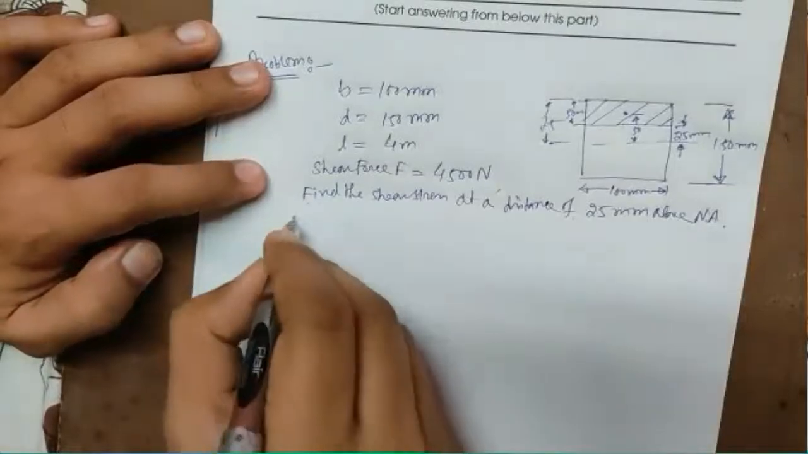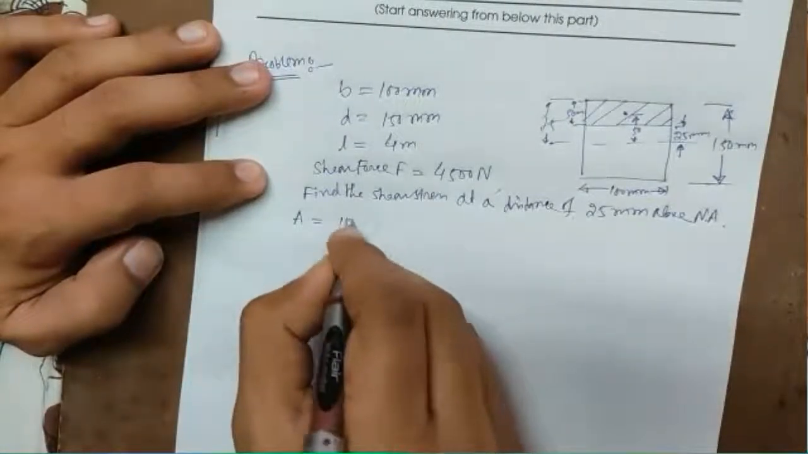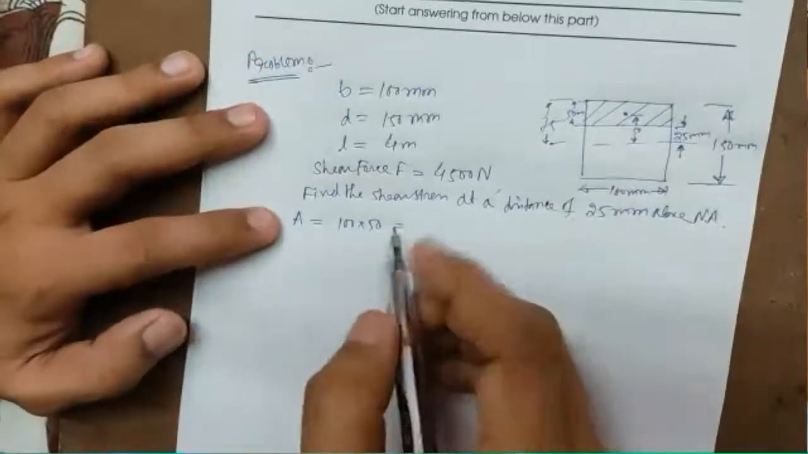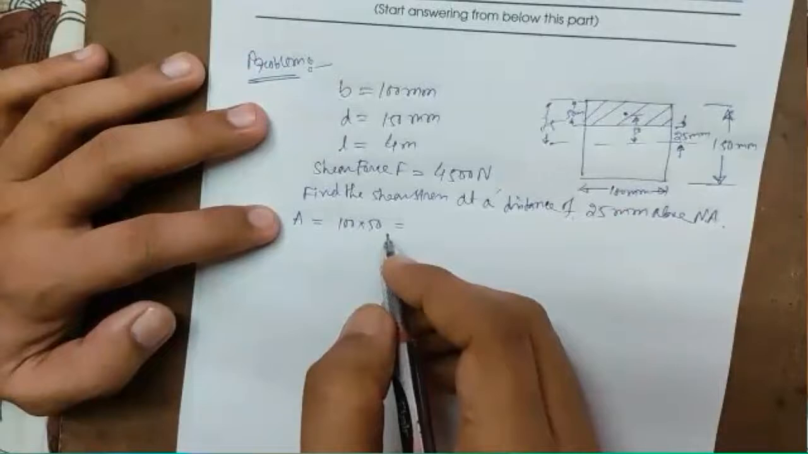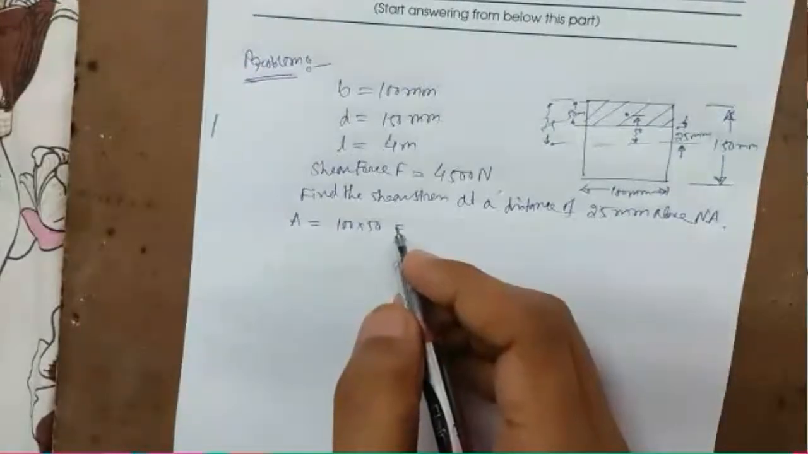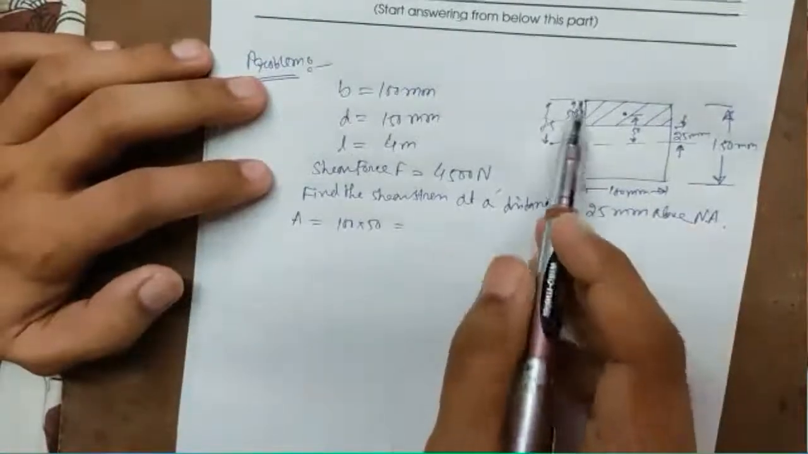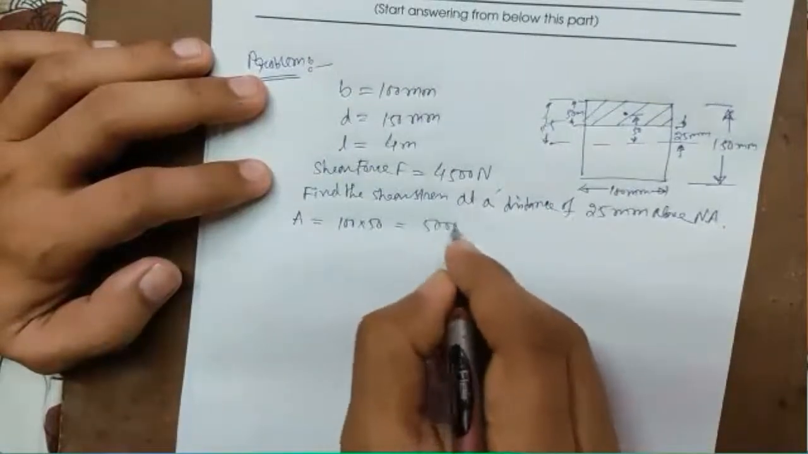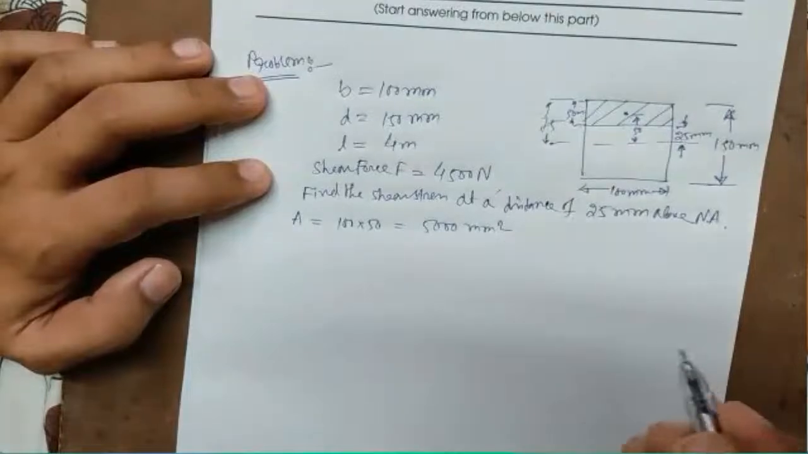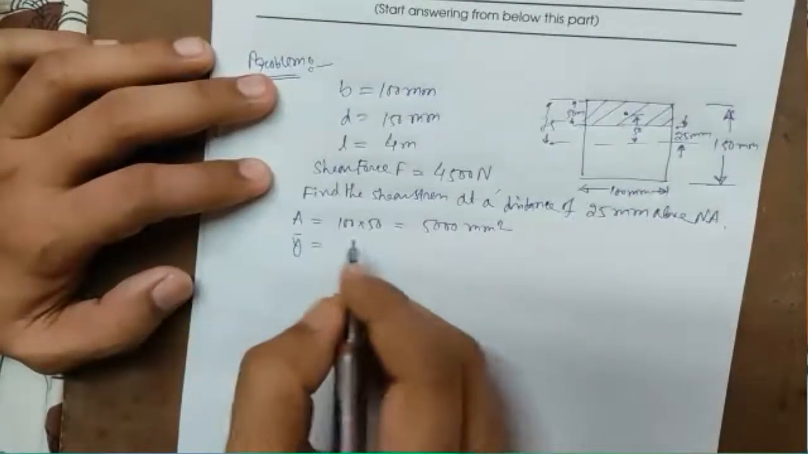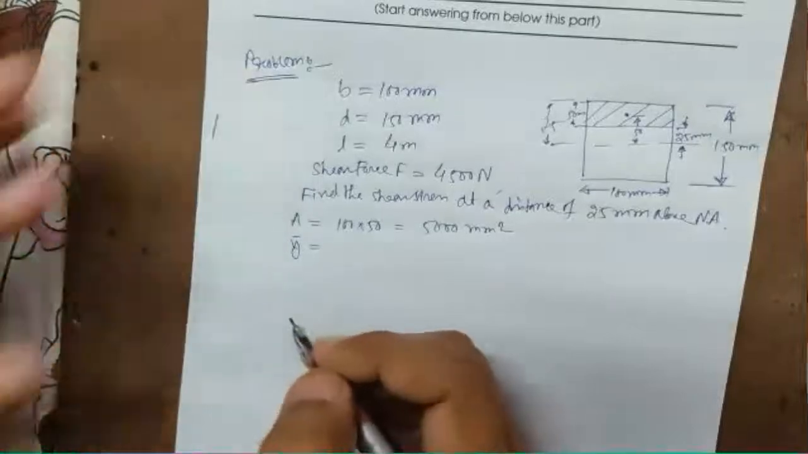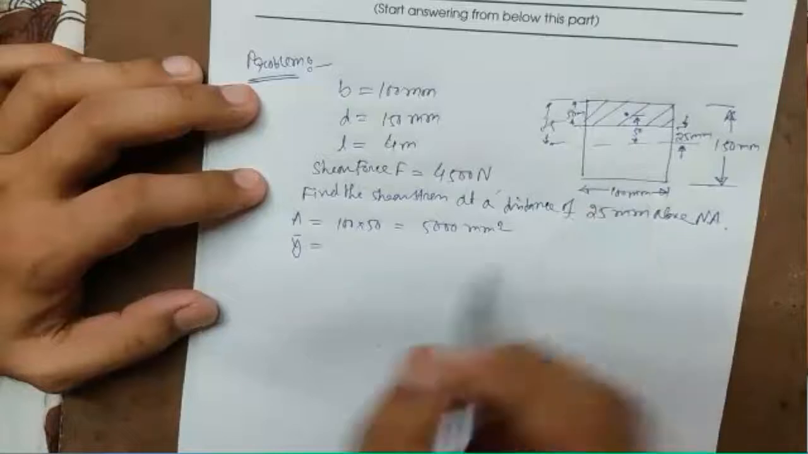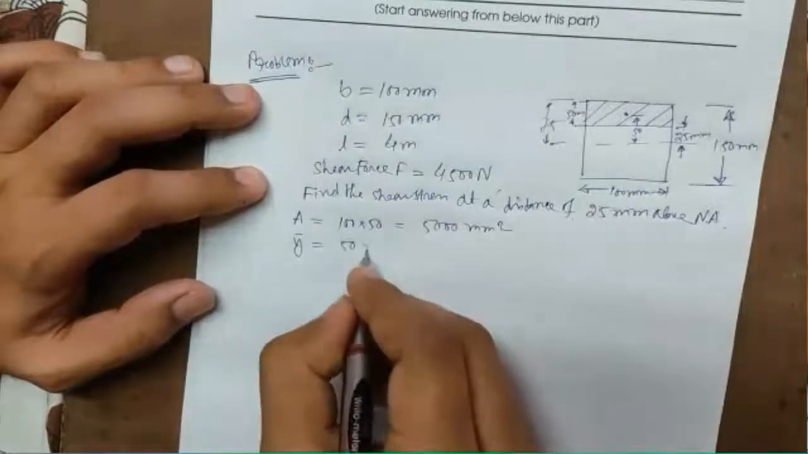So now let us find out the area: 100 into 50. The hatched area has 100 mm width and the depth is 50. So 100 into 50, we can write 5000 millimeter square. Y bar is the distance of the CG of the area A from the neutral axis. We have already found out from the geometry, it will be 50 mm.